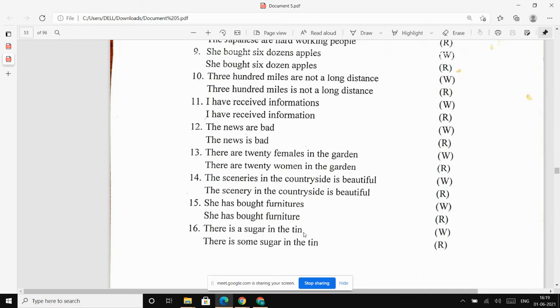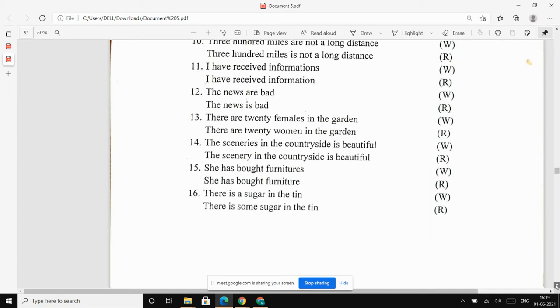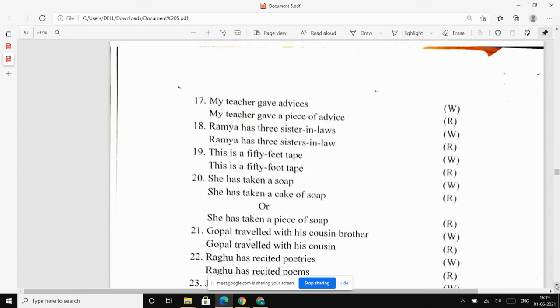There is a sugar in the tin. See here, while using sugar, salt like that, we have to use some, because this is an uncountable noun. So there is some sugar in the tin. My teacher gave advices. See here, advices. So this abstract noun is also used as a singular one, advice. But if you wish to add something for this, in the form of a piece of advice, or some pieces of advice.